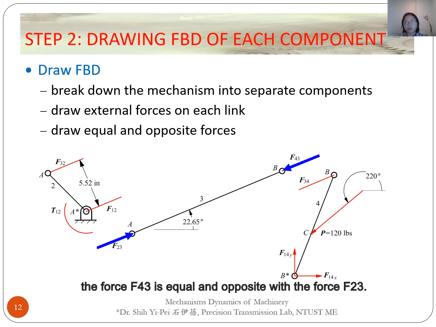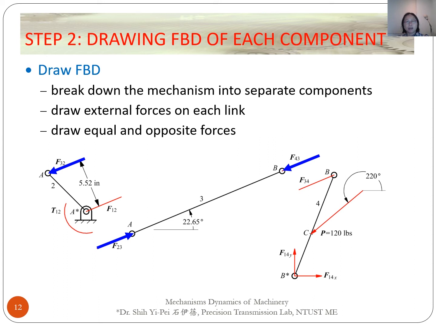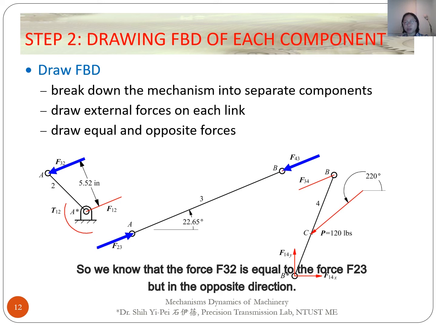In equilibrium, the force F43 is equal and opposite to the force F23. Let's see link 2. Link 2 is a two-force and a moment member. At position A, we have a force F32 acting on link 2 from link 3. The forces F32 and F23 are action and reaction, so we know that the force F32 is equal to the force F23 but in the opposite direction.